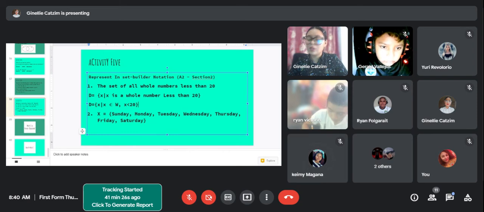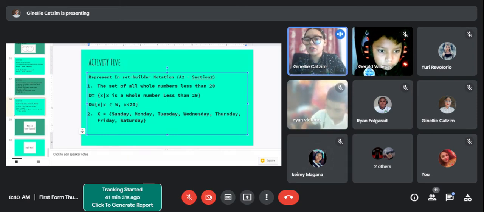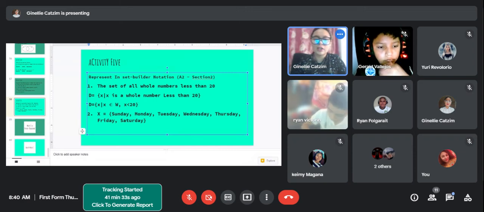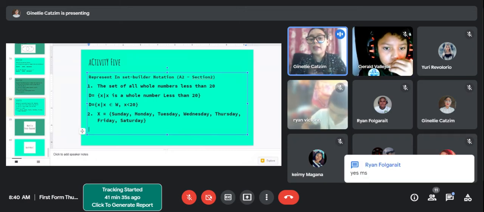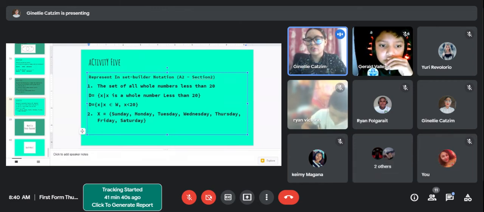Yes, miss. Okay. We have number 2. x equals Sunday, Monday, Tuesday, Wednesday, Thursday, Friday, and Saturday. How would we write this in set builder notation? Somebody tell.